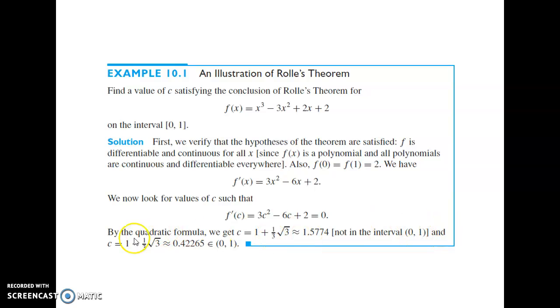And I will check the other root, that is 1 minus this. Using the calculator I got this. So definitely this c is in the interval. Therefore the answer is 1 minus 1 by 3 root 3, not the other. Although I get two values of c, one value is not the answer because it is not in the interval. The other is the answer because it is in the interval.